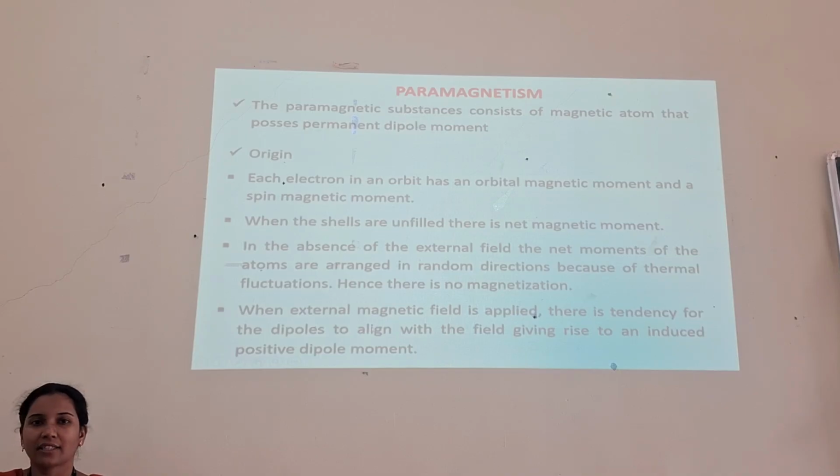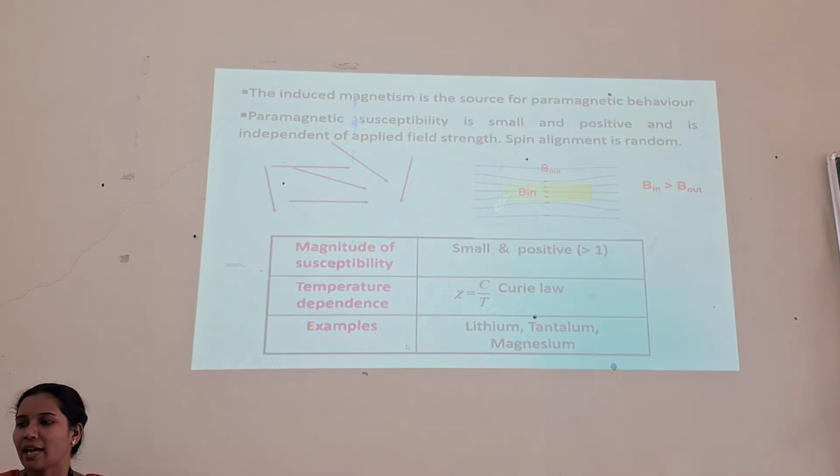When an external magnetic field is applied, there is a tendency for the dipoles to align with the field, giving rise to an induced positive dipole moment. You can see here these are the characteristics. We can see magnetic susceptibility. The magnitude of susceptibility is small and positive, and temperature dependent: chi is equal to C by T. Examples are lithium, tantalum and magnesium.